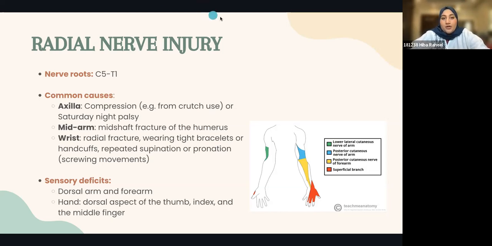Now, does anyone know or remember what the Saturday night palsy is? Anyone?